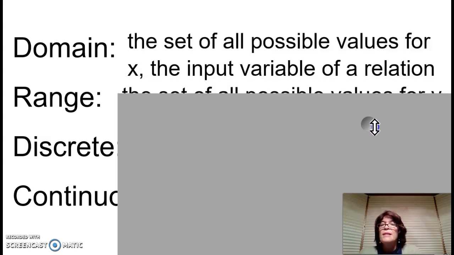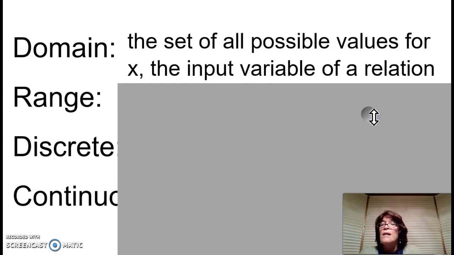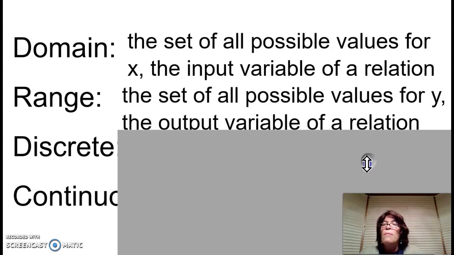The domain of a relation is the set of all possible values for x, which is the input variable of a relation. We don't always use x, but for most times that's what we use. If you think about an ordered pair, we think x comma y, where x is the first coordinate, y is the second coordinate, x is the input, it's what we put into a function, and y is the output. It could be a function or a relation. But anyway, domain is the set of all possible values for x. Range is the set of all possible values for y, which is the output variable of a relation. So domain, range, x, y is what you want to think of.